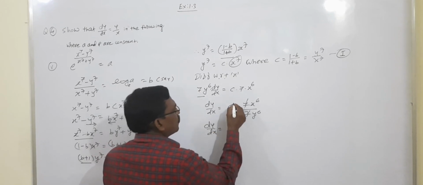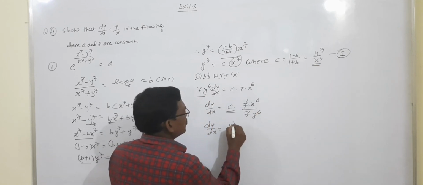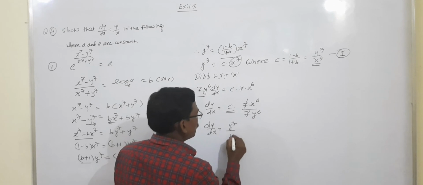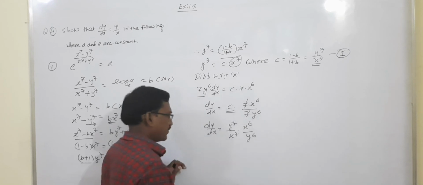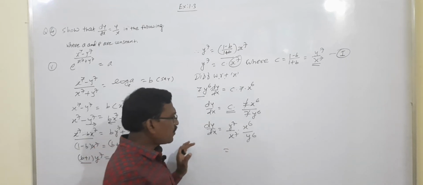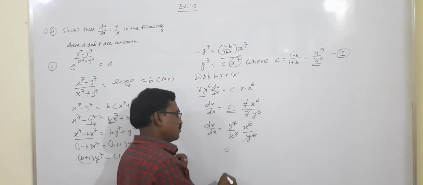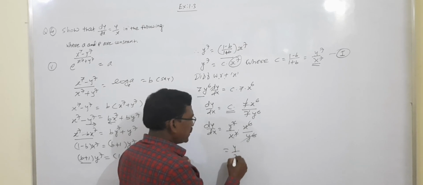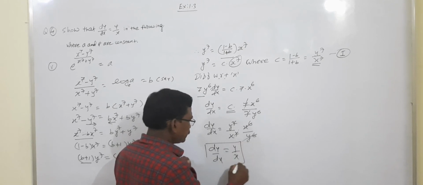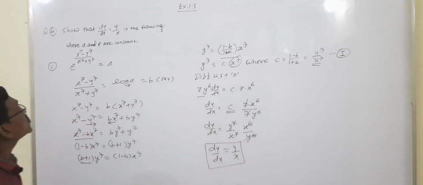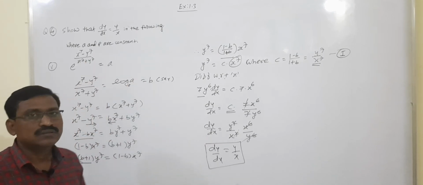So dy by dx is equal to the constant, the value of constant c is here y to the power 7 divided by x to the power 7, into x to the power 6 divided by y to the power 6. We cancel out x to the power 6 with x to the power 7 and y to the power 6 with y to the power 7. So it remains only y by x, it is dy by dx, and hence we have shown that dy by dx equal to y by x. And today we'll stop here.